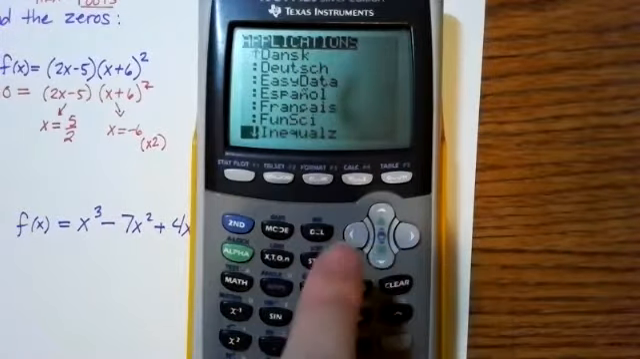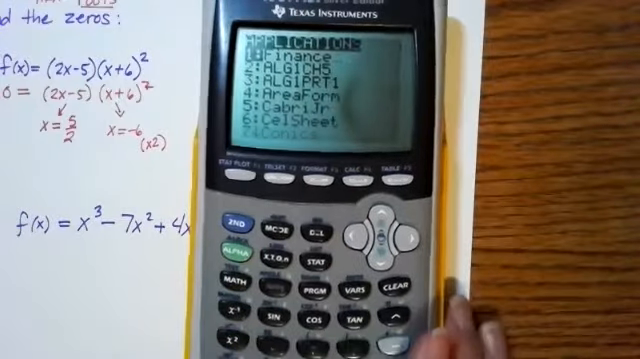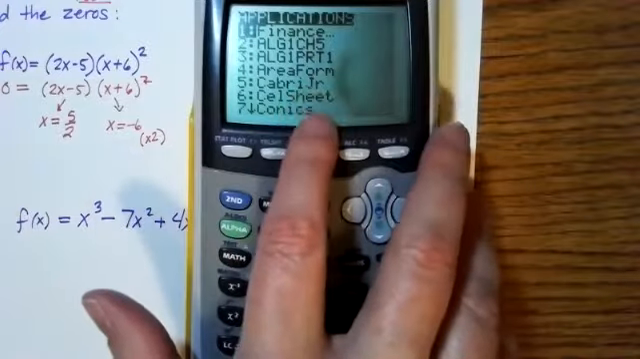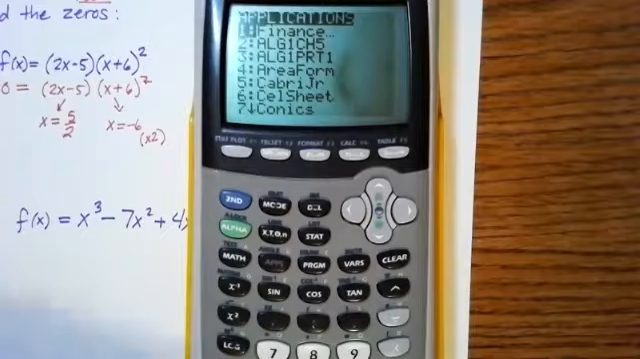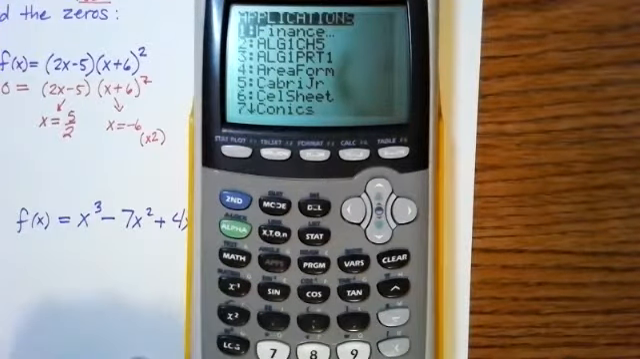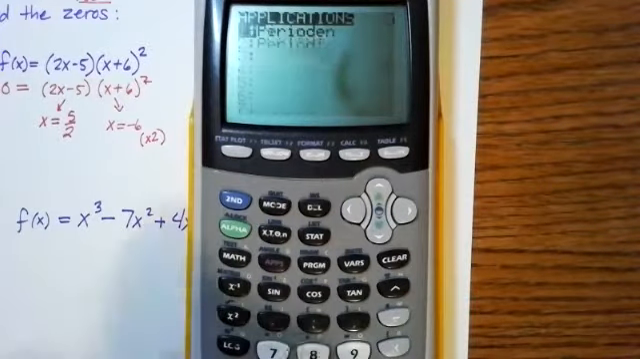Okay, if your list is long like mine, let me do this again. Let me quit out of this and try again. If your list is long like mine, then just know that it's in alphabetical order. So you see the algebras and the C's, it's in alphabetical order. So if you do alpha and then P, because it's called Polynomial Root Finder, alpha P will jump you at least to the P section.